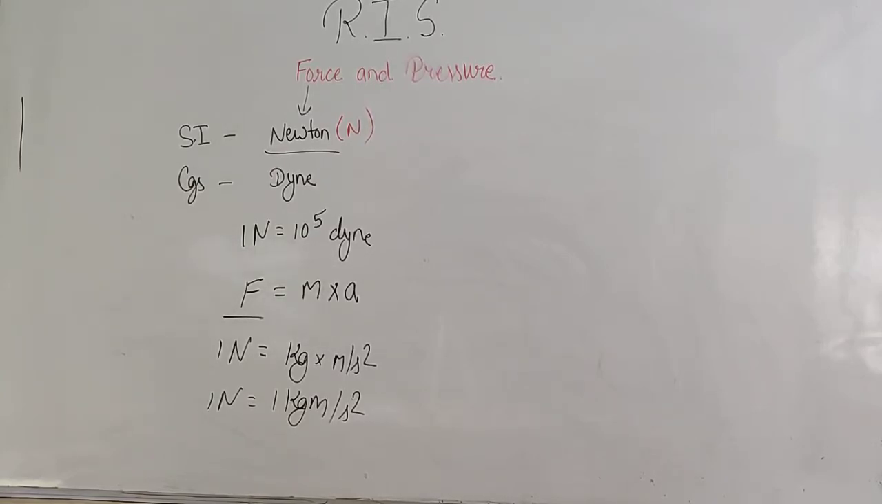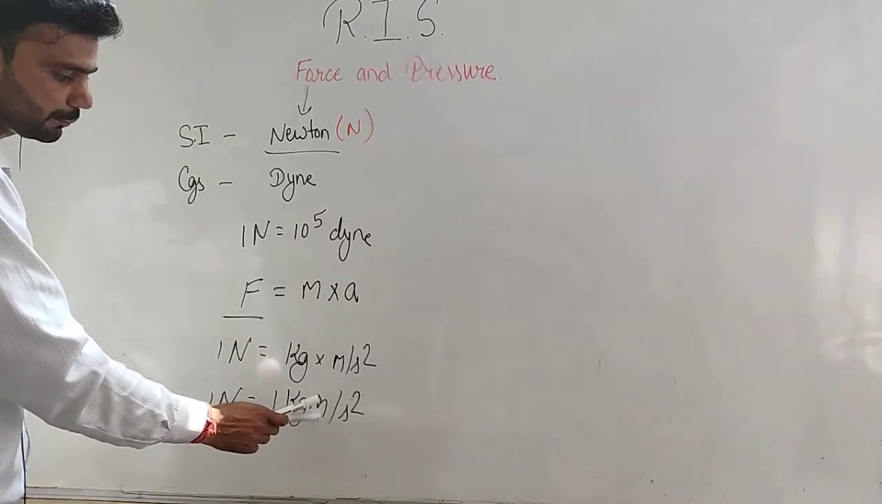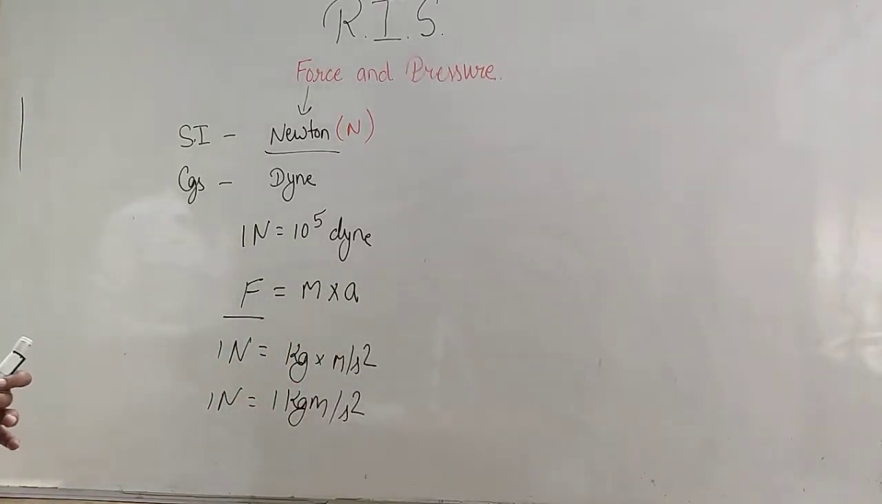SI unit of force is Newton, and the CGS unit is dyne. 1 Newton is equal to 10 raised to power 5 dyne, and the formula of force is mass into acceleration. SI unit of mass is kilogram, and SI unit of acceleration is meter per second square. So 1 Newton is equal to 1 kilogram meter per second square. These are the units of force.